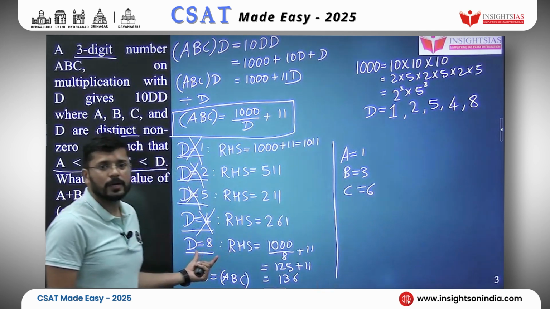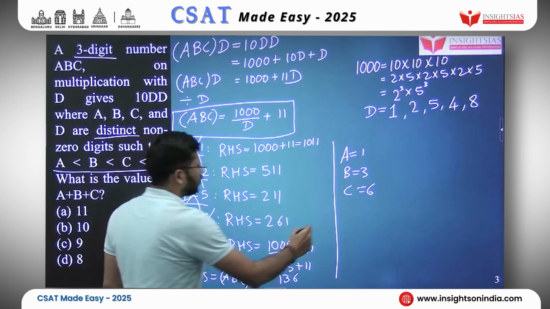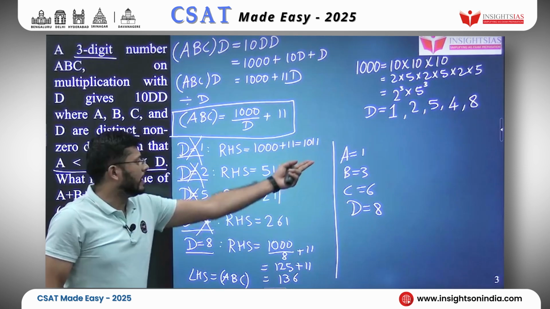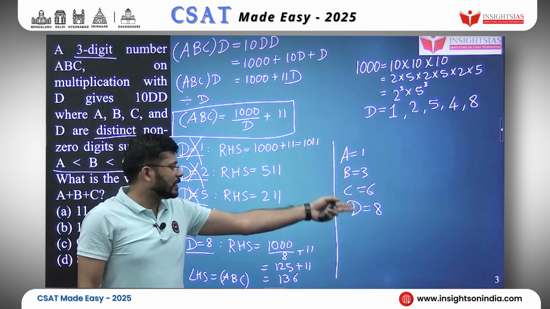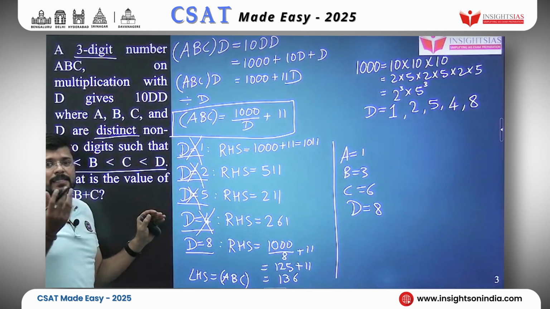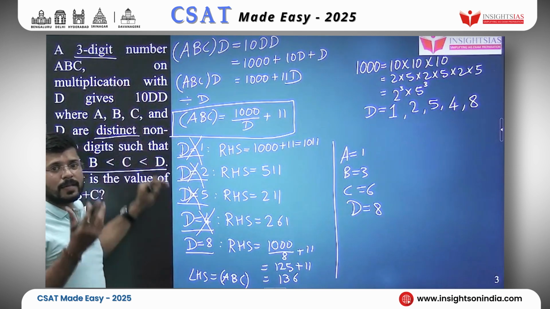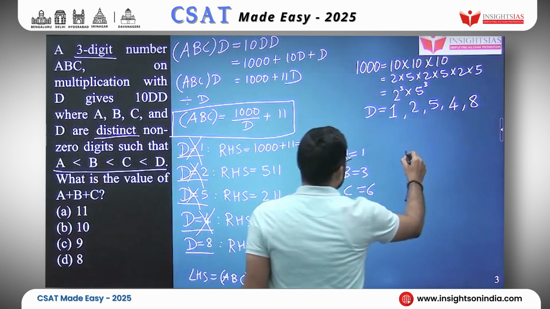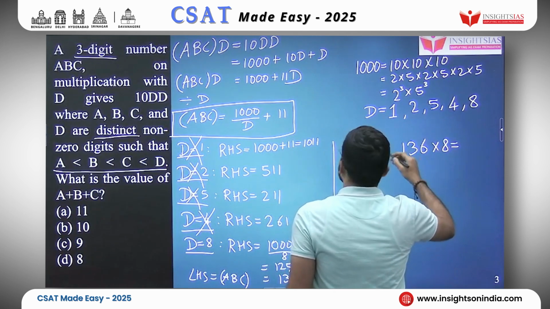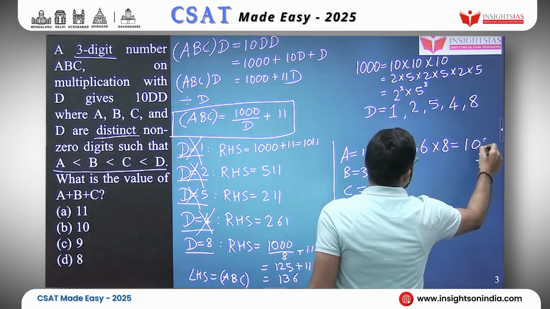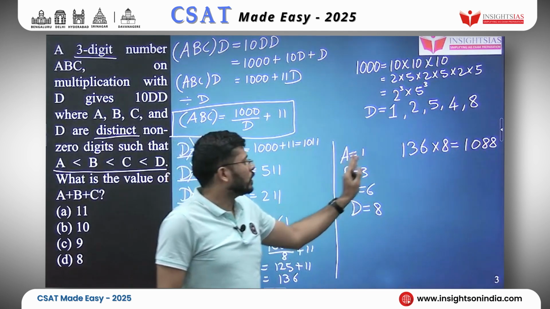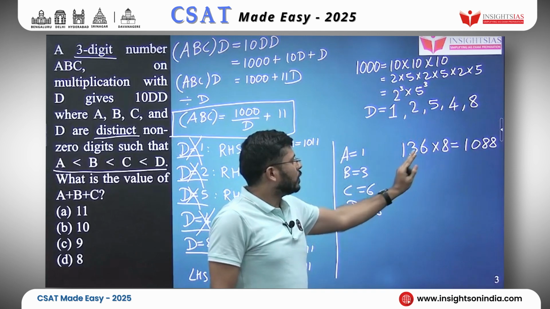And what is the value that you assumed for D? We assumed D should be 8. All of them are distinct, and A is less than B, which is less than C, which is less than D. Okay. Now we found the condition. We satisfied the condition given in the question. So what is our number? Our number is 136 into 8. It gives us 1088. Do multiply it, you will get the same product. 136 into 8 gives you 1088.